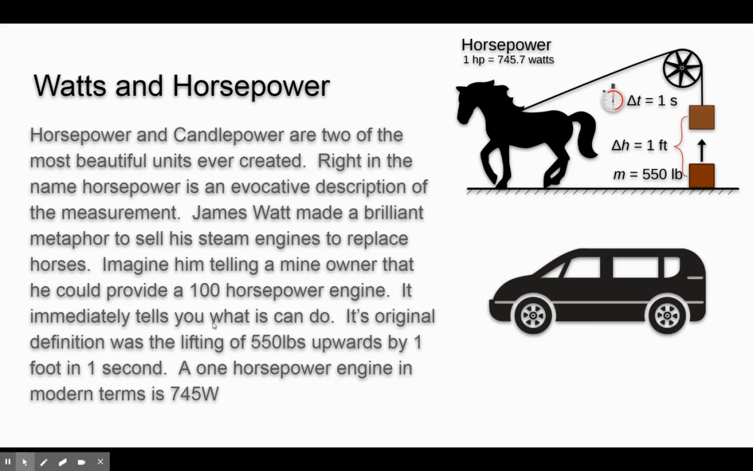So James Watt picked a 550-pound weight. He had the horse pull it up 1 foot in 1 second. Now, he didn't make the horse do that. The horse just pulled. And the horse was able to lift a 550-pound weight 1 foot in 1 second. And Watt called that a horsepower.